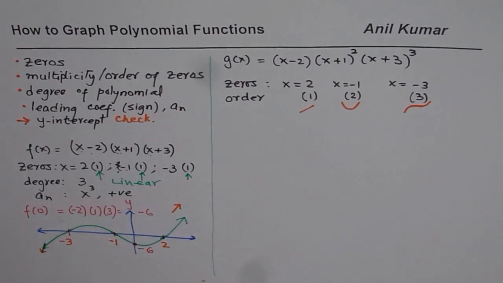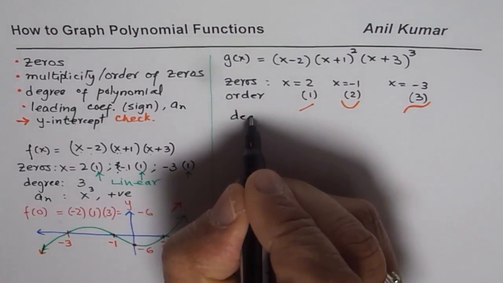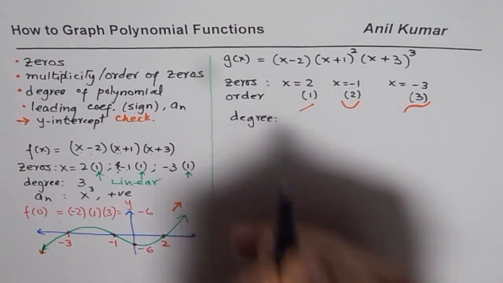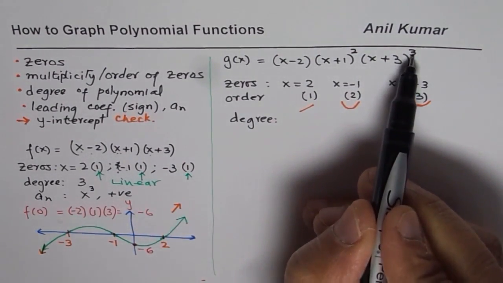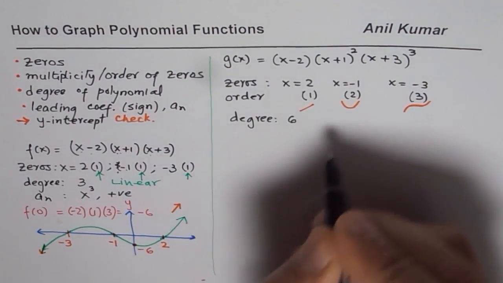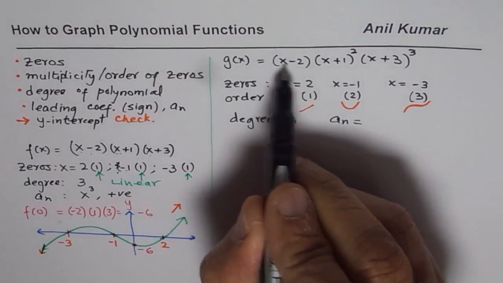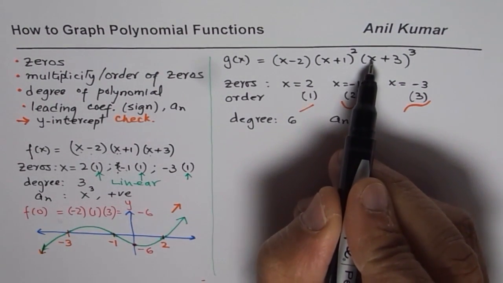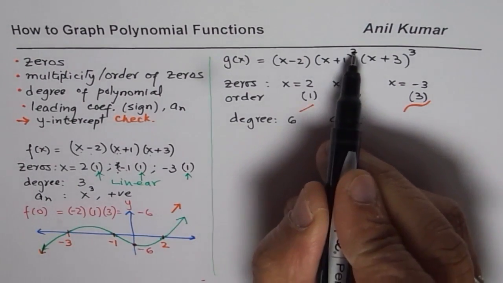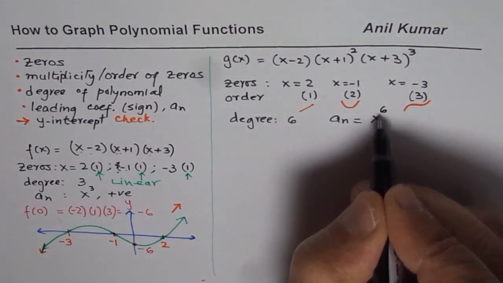Okay, let us continue and write down the degree now. Degree for this function is what? Degree is 3 plus 2, 5 plus 1, 6. So we have a degree of 6, and what is the leading coefficient? Multiply these three terms. This will be x cubed, this will be x to the power of 2, this will be x to the power of 1. We are going to get x to the power of 6.